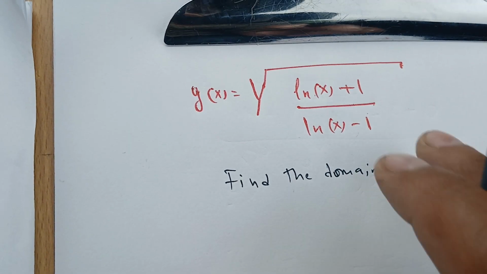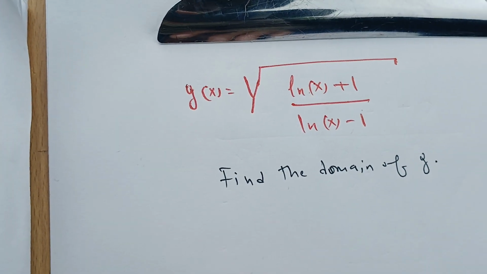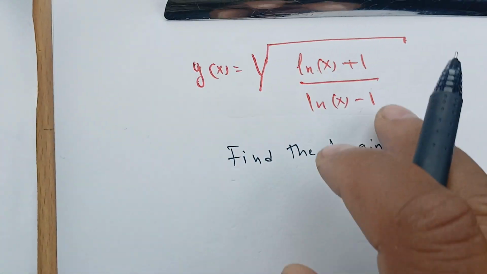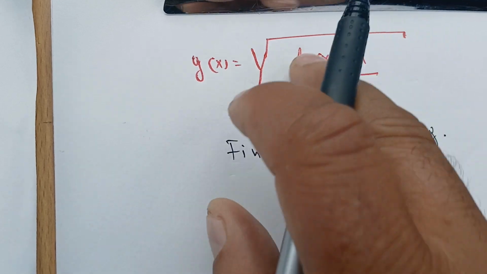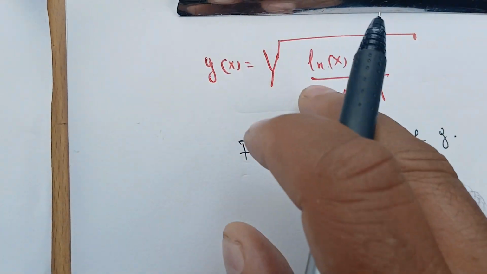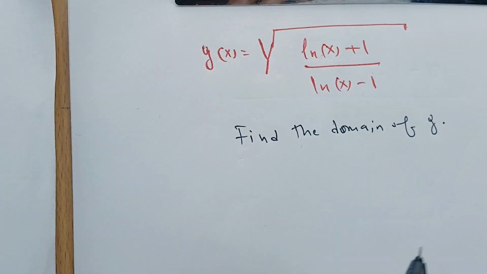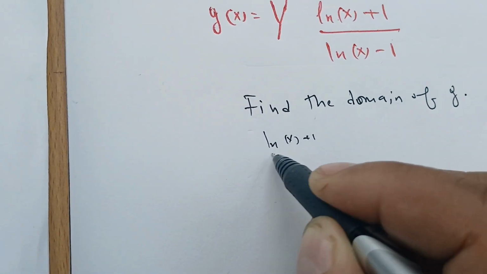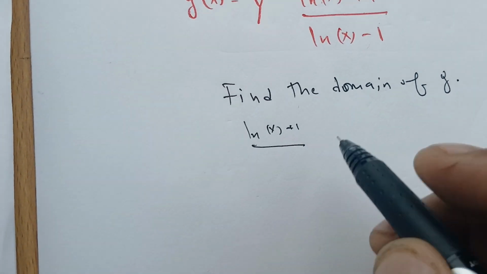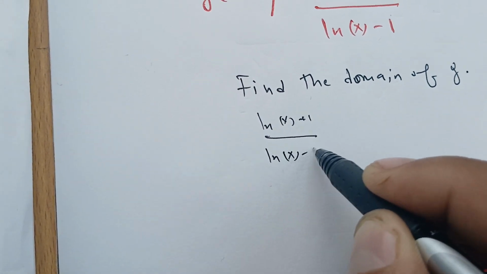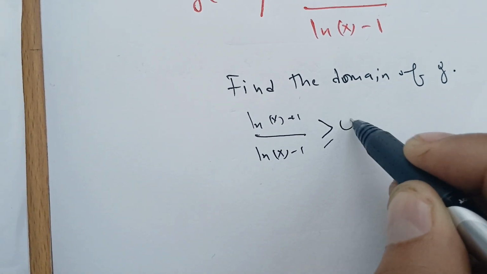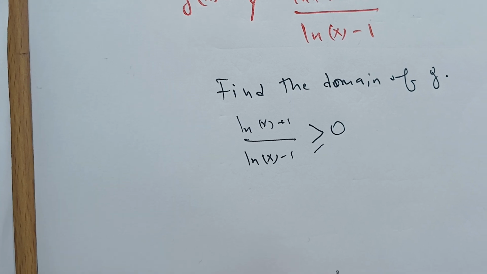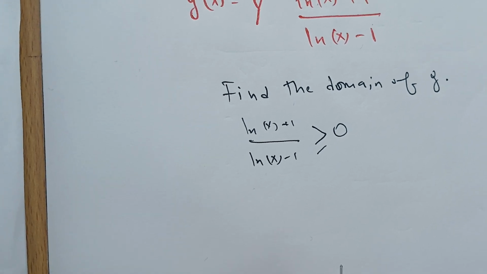Okay? So the first thing that we can do is, we see that we are inside a square root. So we need to have ln of x plus 1 over ln of x minus 1 greater or equal than 0. So we need to have that condition.